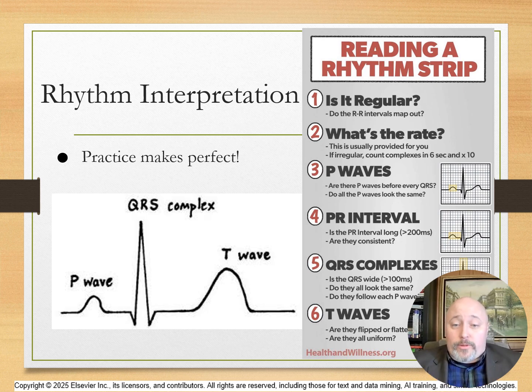Look at, is the rhythm regular? What is our heart rate? Looking at those P waves and PR interval, that's going to tell you everything you need to know about the atrial status of the patient. Look at the QRS complexes. Are they wide? Are they narrow? That's going to give you a good clue as to where that signal is originating.